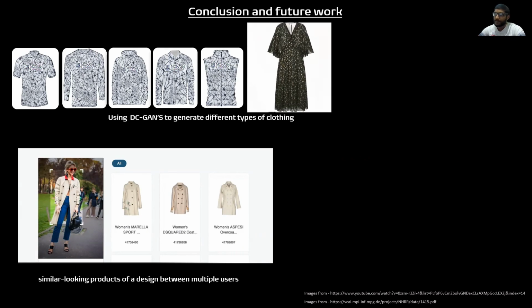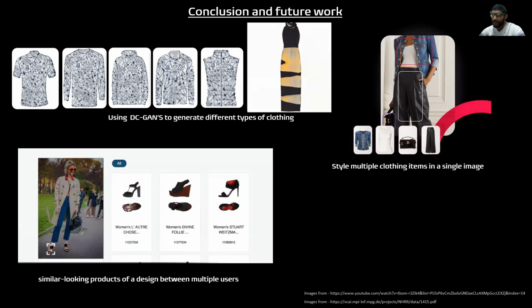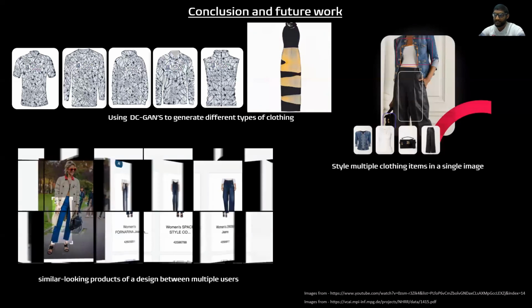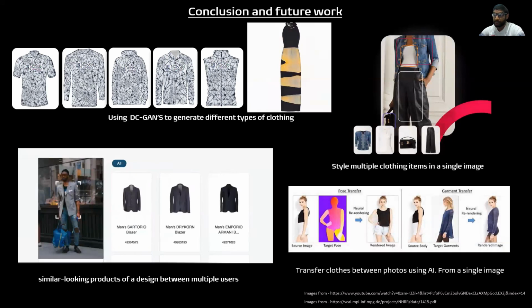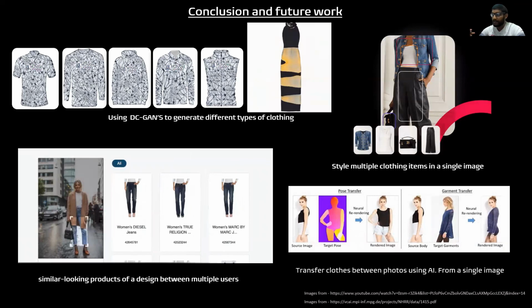So in conclusion, this project lays the groundwork for the styling and segmentation of clothing apparel functionality of a neural network-based mobile app. In future, we hope to improve further using AI-based functionalities such as GANs to generate new types of clothing, classification to style multiple clothing items in a single image, getting a list of similar looking products of a design between multiple users in the user's fashion e-commerce, and transferring clothes between photos from a single image. Also creating a personalized style store by learning the user's desires and design preferences, and predicting future fashion trends are a few of the features we wish to achieve by combining multiple AI models, which we are yet to embark upon in future.